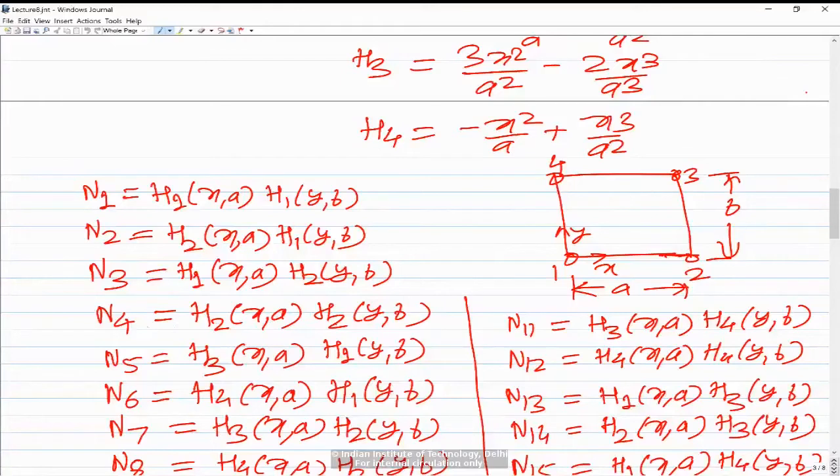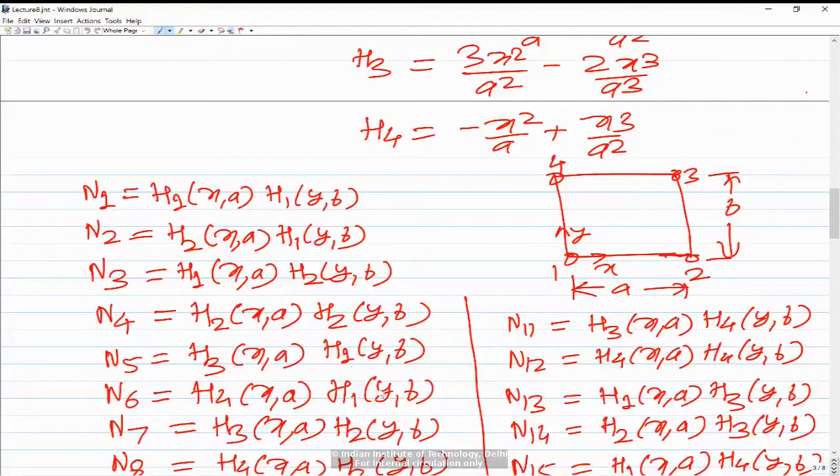And then you go to N5, which corresponds to W at node 2. So now along X it is node 2, along Y it is still Y equal to 0, that means the starting node. Because N5 corresponds to W at node 2, and W at node 2 along X corresponds to the H3 shape function. So H3 into H1, and then N6 is del W by del X, so H4 into H1. So that is how the logic is. Is that clear?